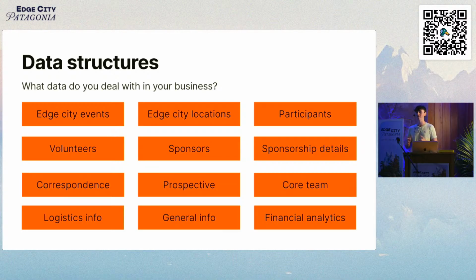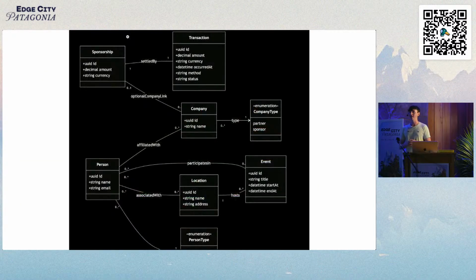To start with, an AI can be really effective: just tell it, I'm running this business called Edge, or whatever it's called, and I want you to ask me 20 clarifying questions about the business to help me figure out what data I deal with. And once you have this data, it can be helpful to visualize it in different ways.